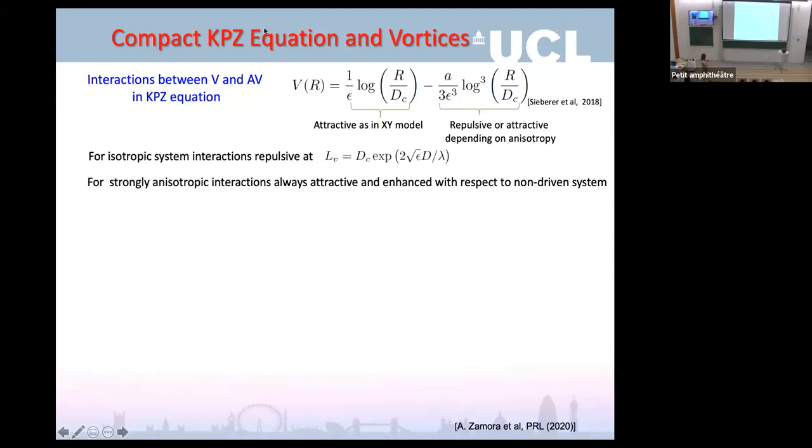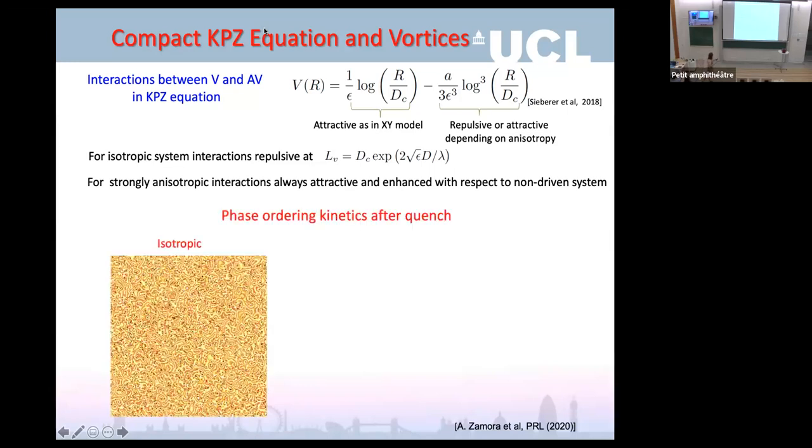And there is a crossover at some length scale. So for small distances, they always attract each other, but for larger distances, they may repel each other depending on anisotropy. And it turns out that for an anisotropic system, this term dominates at long distances. So if the vortices are formed, they will never come together and annihilate as in the BKT scenario, but they will repel each other.